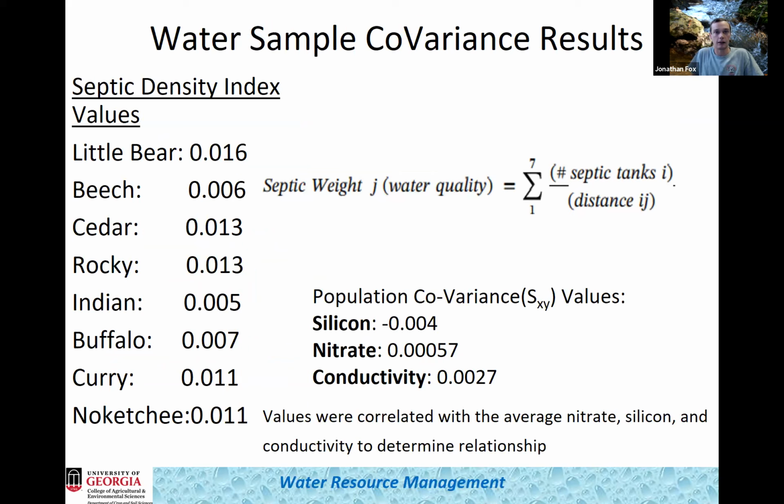Taking these values, I then did some population covariance correlations with the 3 parameters of the water testing that stood out the most, which were silicon, nitrate, and conductivity. These values were correlated with the septic tank density values to give me these population covariance values. As you can see, we actually have 2 positive correlations here. What that's saying for nitrate and conductivity is as the septic tank density index increases, so do your nitrates and conductivity. So that basically is saying that the septic tanks, as they get more dense and more numerous, are making the water slightly more polluted.